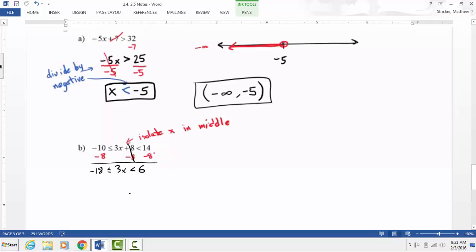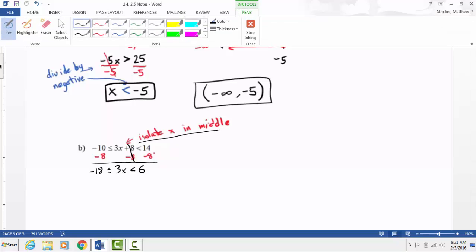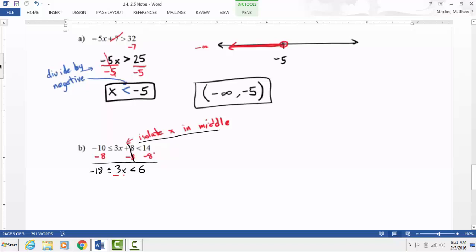And now remember, we're still trying to isolate that x in the middle. So what are we going to have to do to get rid of the 3? Hopefully you're thinking that we need to divide by 3. So we're going to divide by 3. We have to do it in the middle though, and on the left and on the right. And when we do that, the 3's cancel in the middle. -18 divided by 3 is -6, which is less than or equal to now just x in the middle, which is less than 6 divided by 3, which is 2.